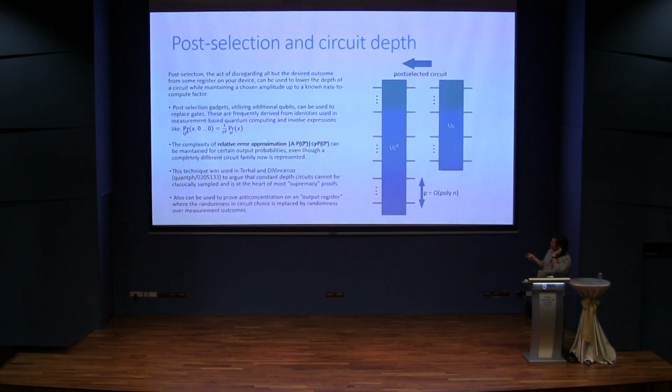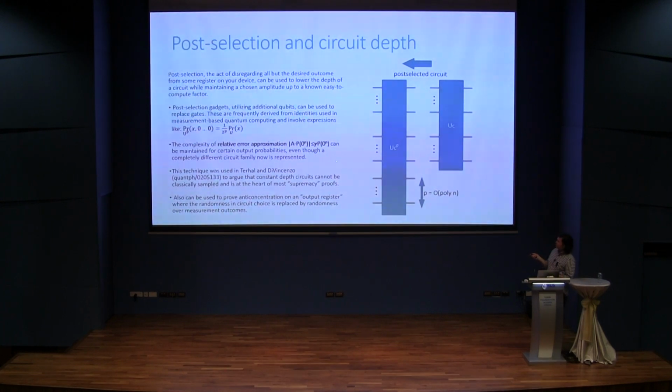The sorts of things which occur a lot, you see a lot of expressions that look like this, where you post-select on the all-zero outcome and you get 1 over some exponential times the probability of something. Now, what's interesting about that is that this quantity on the left can be easily computed, whereas that quantity might be quite hard to compute.